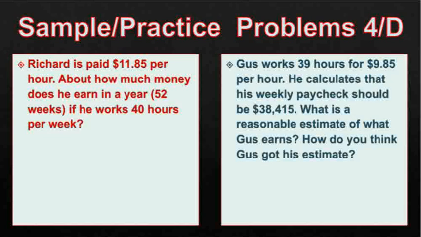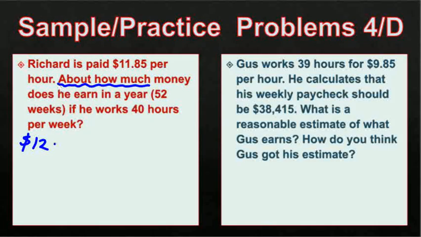And the last two problems. Richard is paid $11.85 per hour. About how much money does he earn in a year? 52 weeks, if he works 40 hours per week. You know this is an estimation problem because it says about how much. So we could take $11.85 and bump that up to about $12. So let's just say he gets paid $12 per hour. How much would he earn in a year if he works 40 hours per week?